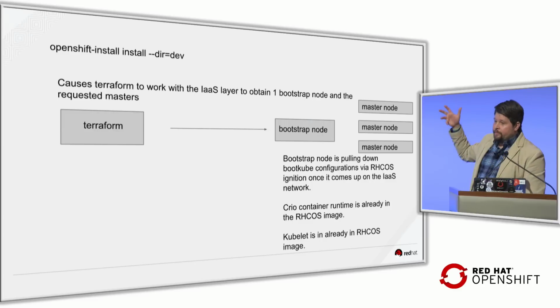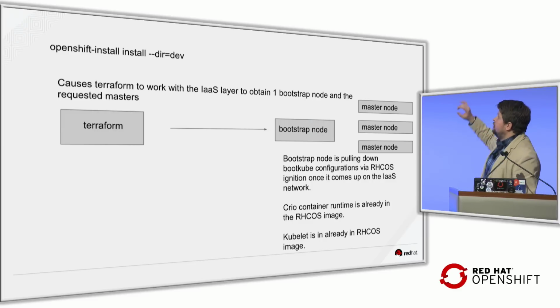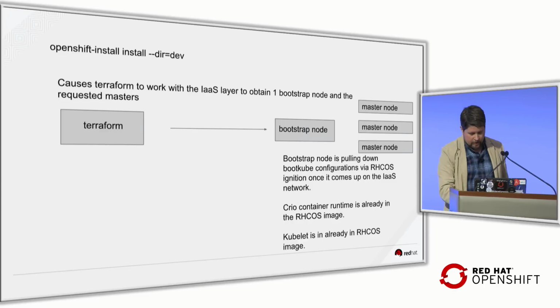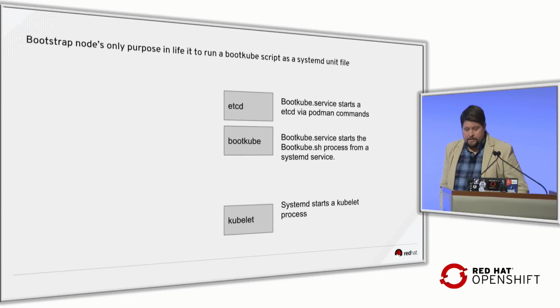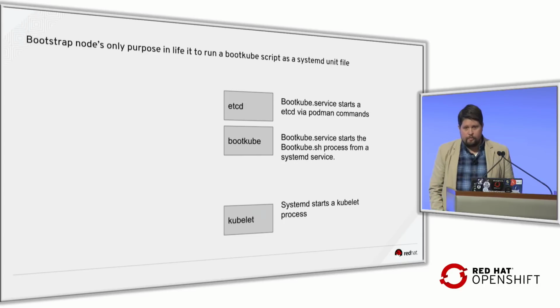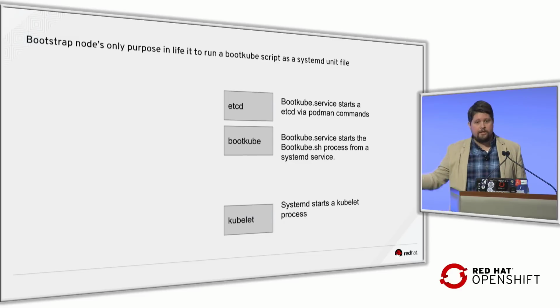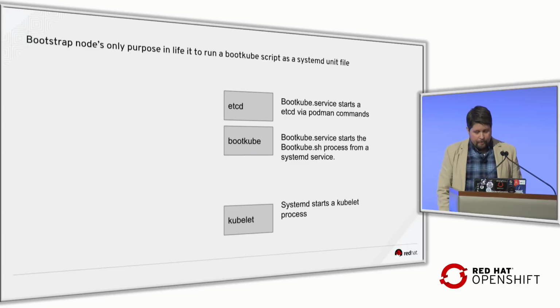That brings up a bootstrapping node. And this is a temporary node. It's not there forever. It also brings up 3 master nodes. And what we're doing on that bootstrapping node is we kick off a systemd file. It runs a service called the bootkube. And bootkube is an open source project under Kubernetes. You can check it out. You can use it. But what this does is it tickles the kubelet.